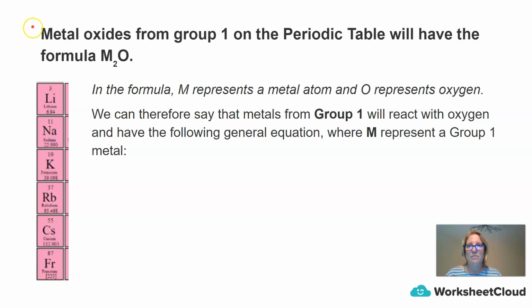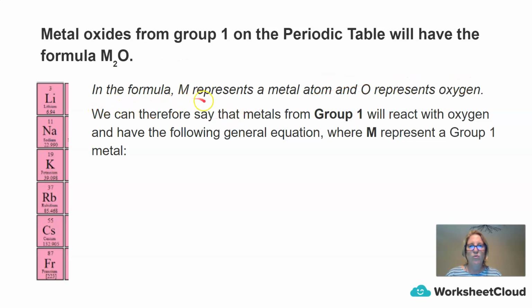So when we have a look at metal oxides from group 1 on the periodic table, they will have the formula M₂O. In this generalized formula, M represents the metal atom and O represents the oxygen atom.